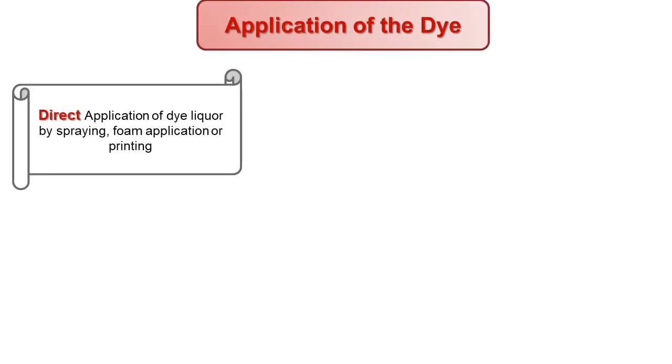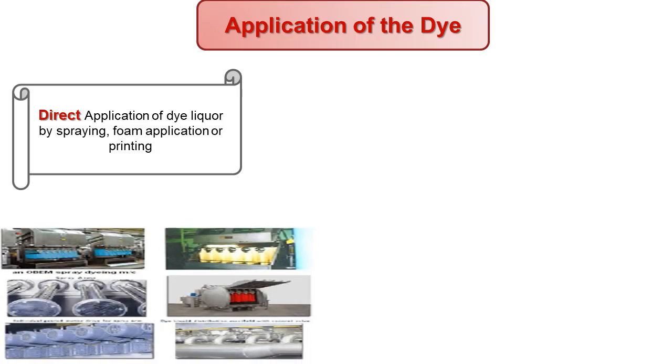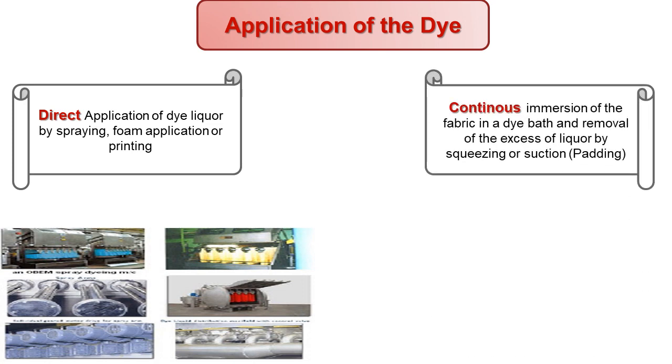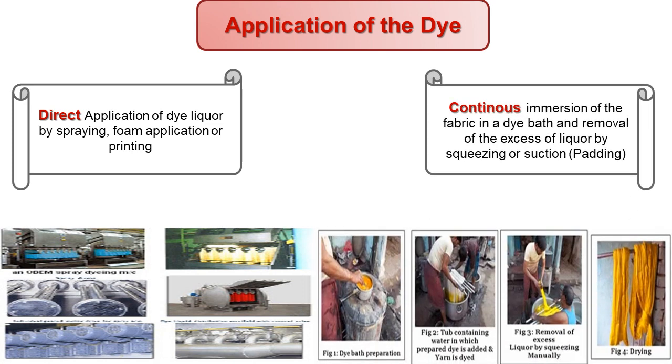Application of dye. Dye can be applied directly as a dye liquor by spraying or by foam application or by printing. Another method of application is the continuous immersion of the fabric in a dye bath and the removal of excess of liquor by squeezing or suction, also called a padding process.